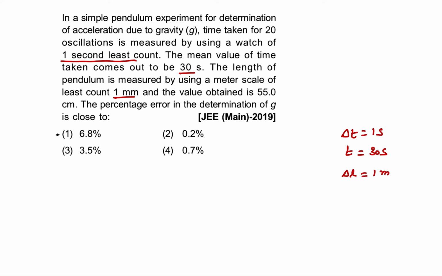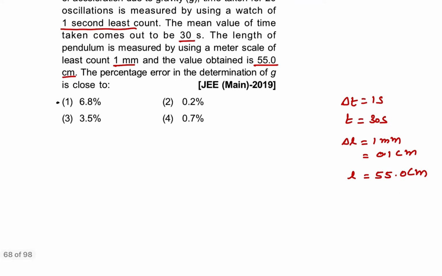The length of the pendulum is measured using a meter scale. Least count of length is given as 1 millimeter. I can write it as delta L is equal to 1 millimeter, that is equal to 0.1 centimeters. Next, the measured length is 55.0 centimeters. I am writing L is equal to 55.0 centimeters. Now you need to calculate the percentage error in g. Delta g by g into 100 is question mark. Now we have the time period formula, T is equal to 2π root over L by g.